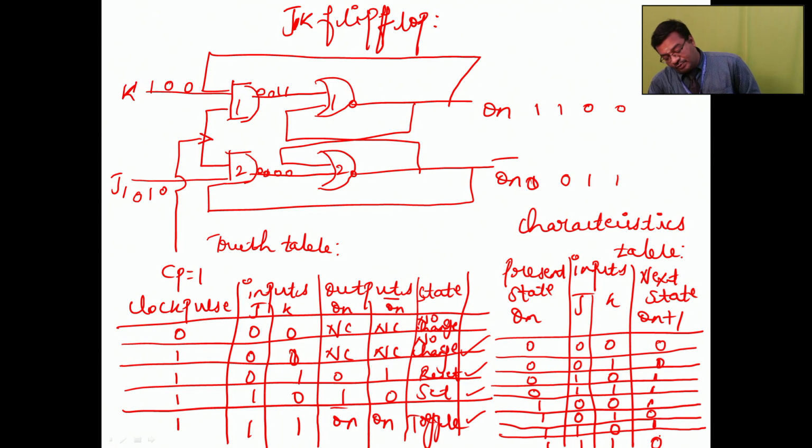So the toggle condition will take place under this. We are giving the input 1 1 here. While you are giving the input 1 1, automatically the toggle condition will take place here. And next, the characteristic equation for Qn plus 1.